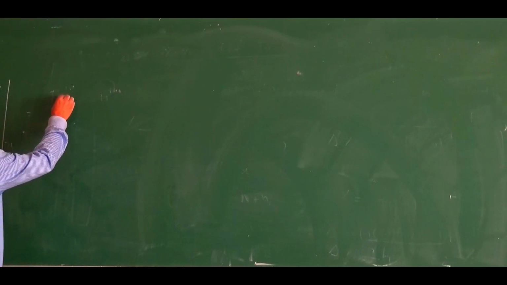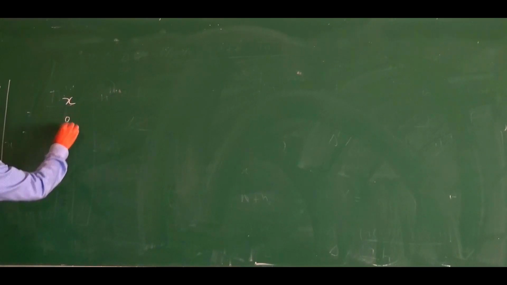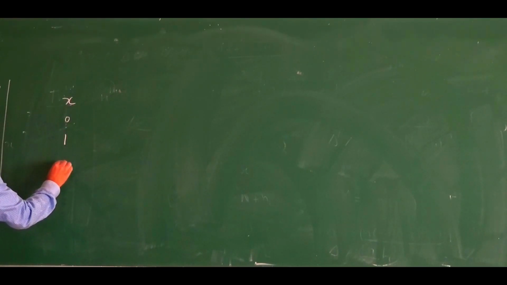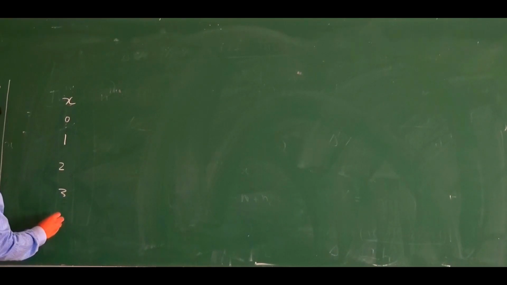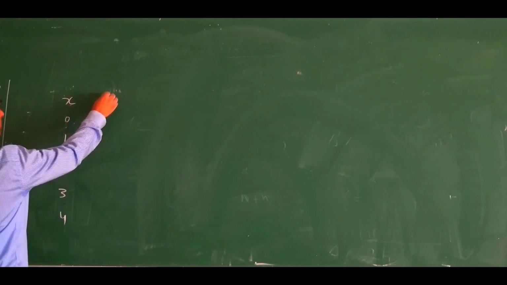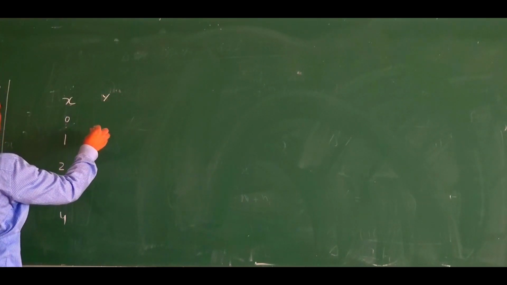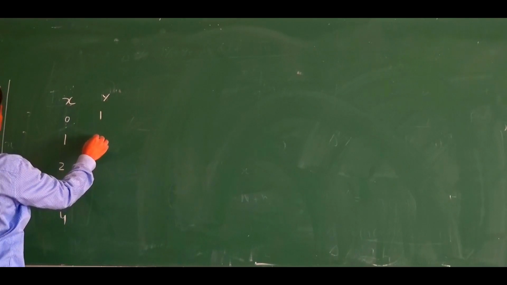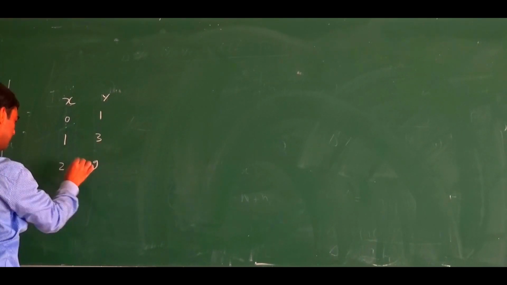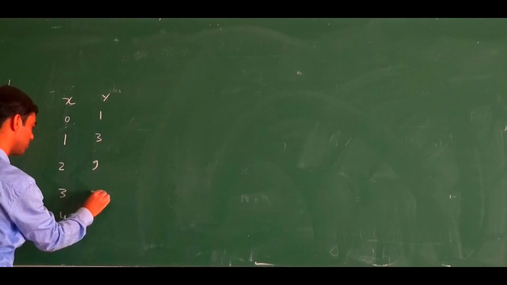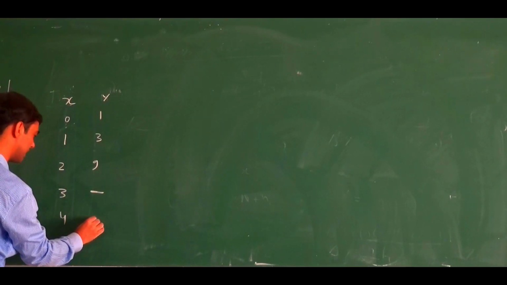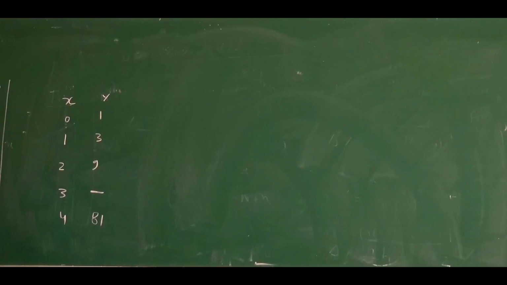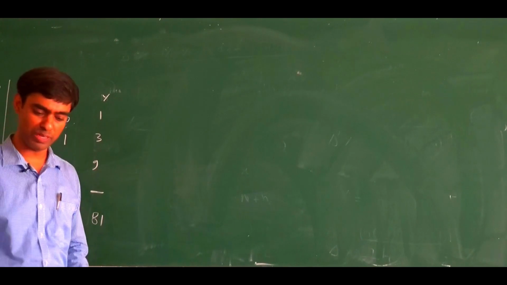What is the meaning of a missing term? Suppose x is given here as 0, 1, 2, 3 and 4. And y is given as 1, 3, and this one is 9, and this one is a missing term. Suppose this one is a missing term. Now our aim is to find this missing term.